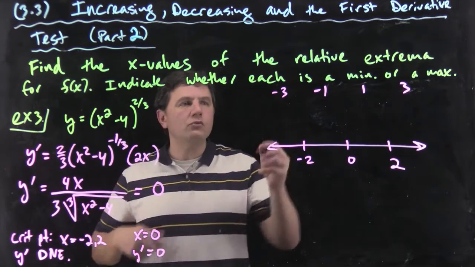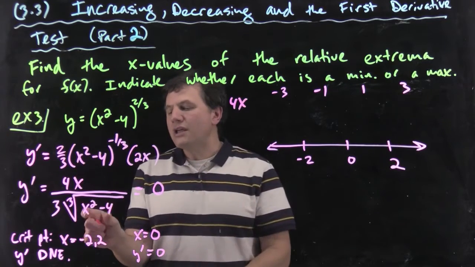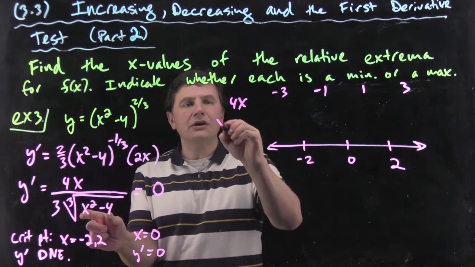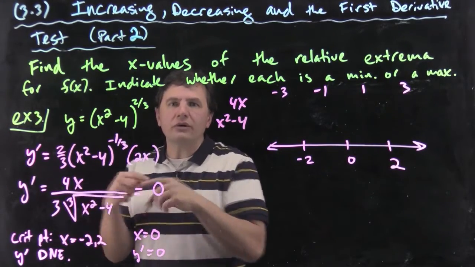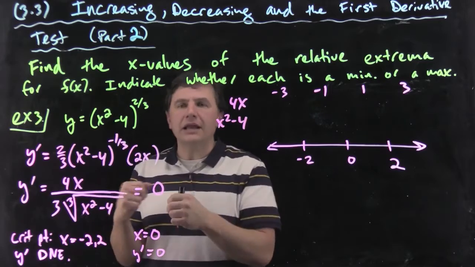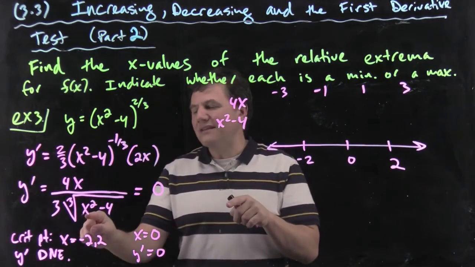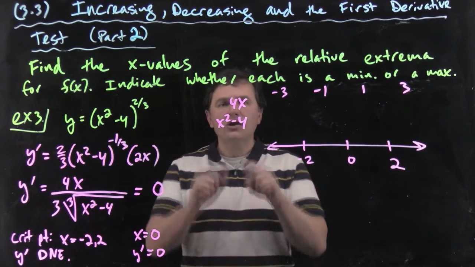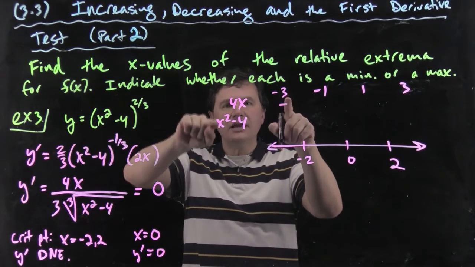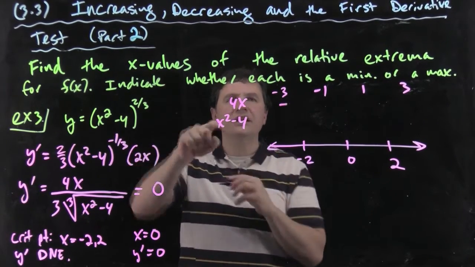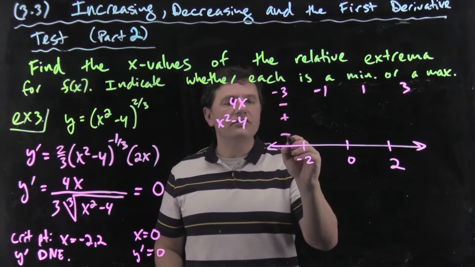So all I'm going to look at is the numerator, which is 4x, okay, and the denominator. But let me just point out that really all I care about from the denominator is the x squared minus 4, because whatever goes into the cube root, if it's negative, the cube root will keep the negative. If it's positive, the cube root will keep the positive. So this is going to determine whether the denominator is positive or negative, okay? So I'm just going to look at that. Okay, so let's plug negative 3 into 4x. That's going to give us a negative. Negative 3 plugged into this, well, negative 3 squared is 9. 9 minus 4 is 5, so that's positive. So this is going to be negative.